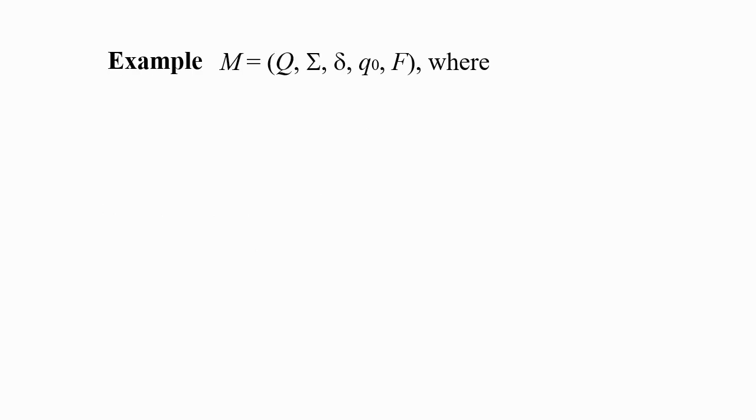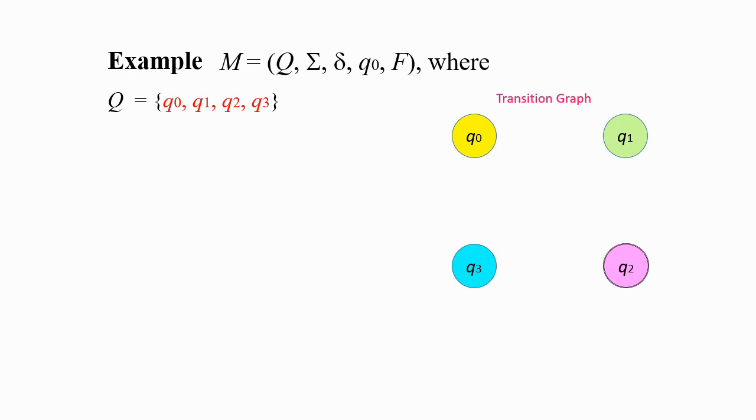Example 1. Let M be the 5-tuple Q, sigma, delta, Q0, and F, where Q is a set of Q0, Q1, Q2, and Q3. Now these are the vertices in the transition graph. Then sigma is a set of 0 and 1. So it is the label of the edges in the transition graph. Then delta is a set of 3-tuples.